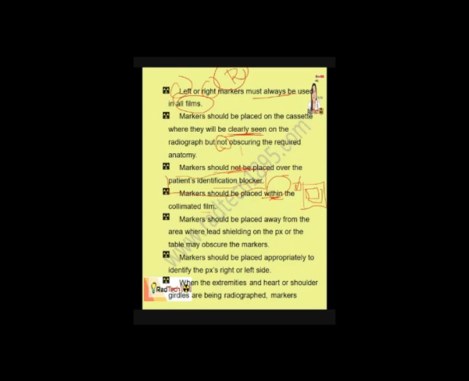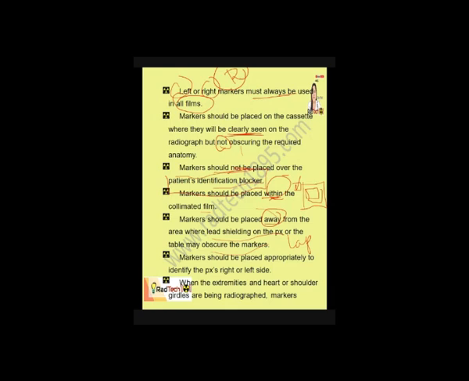Markers should be placed away from the area where lead shielding on the patient or the table may obscure the markers. So when we place markers, they should be away from the lead shielding of the patient. For example, we will be putting the lead apron on the patient's lap to protect his or her gonads. So the marker should not be placed there either, because it will not be visible.